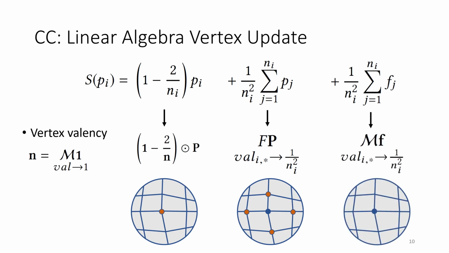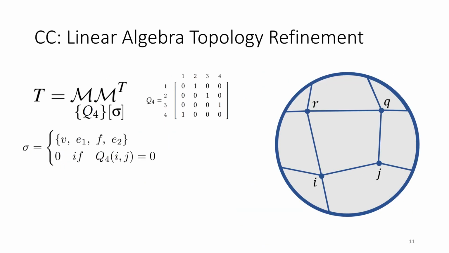The third term computes a weighted average of face points around each vertex. A mapped SPMV of the mesh matrix with the vector of face points computes the average efficiently, as each row in M corresponds to a vertex and has non-zero entries in columns corresponding to neighboring faces. After this third step, all refined vertices have been computed. What remains is the topology refinement.